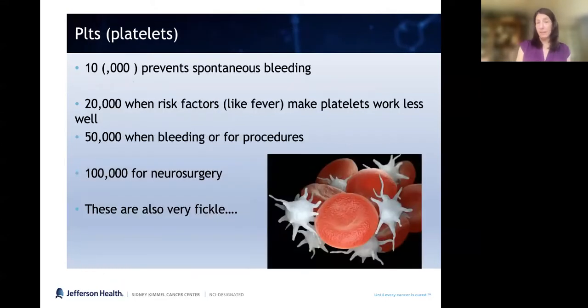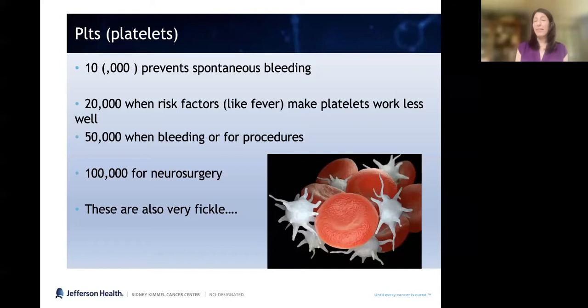And then platelets. So people often ask me, what is a safe platelet number, right? As opposed to what is a normal number, because the range of normal goes from about 140,000 to about 400,000. So huge range of normal. So what we think about is more what is safe. So any platelet count over 10,000 is considered safe to prevent spontaneous bleeding.